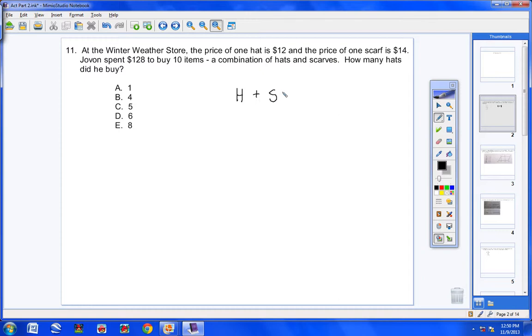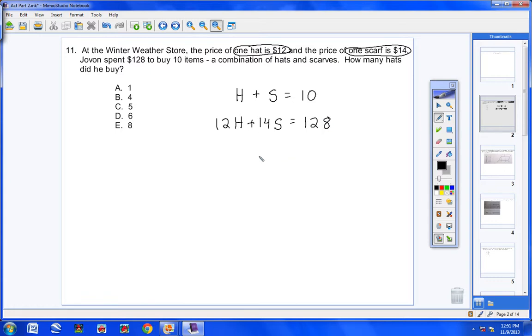So if I add up all of my hats and scarves, I come up with a total of 10 items. Doesn't that make sense? All of my hats plus all of my scarves equals 10. Now, each hat that I bought, and I'm not sure how many I bought, but each one should get multiplied by $12 because of this phrase right here. And every scarf that I bought should be multiplied by $14. And we get that from right here. And if I take all of my hats times 12, all of my scarves times 14, it should add up to what I spent, which was $128.